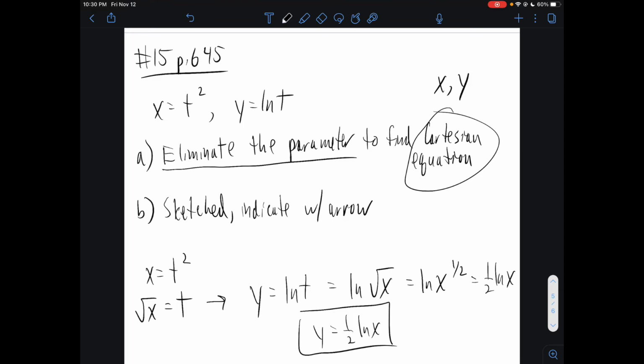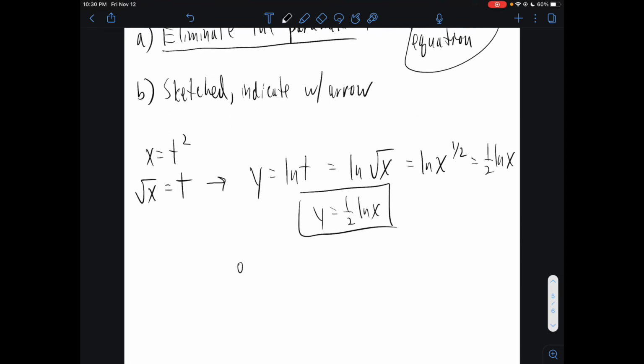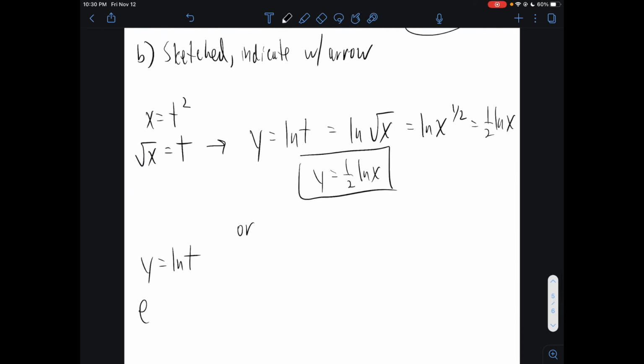But there is another way. If y is equal to the natural log of t, that means that e to the y is equal to t, which we could then plug into t squared. x is equal to (e to the y) squared, which really just means x is equal to e to the 2y.